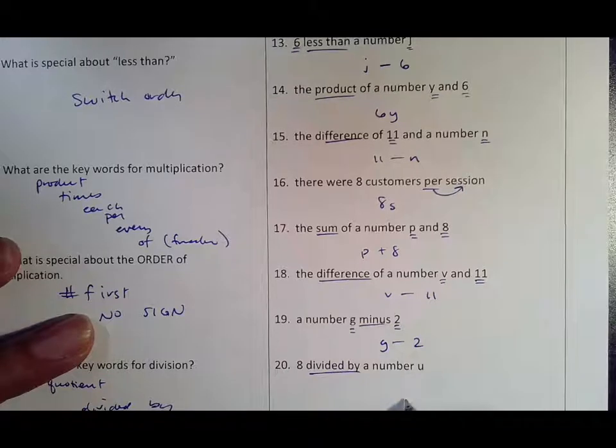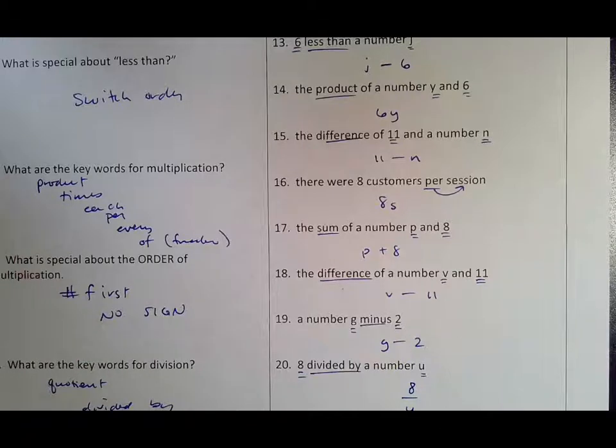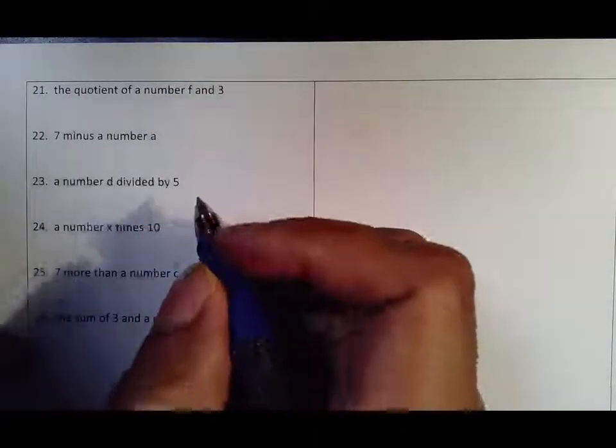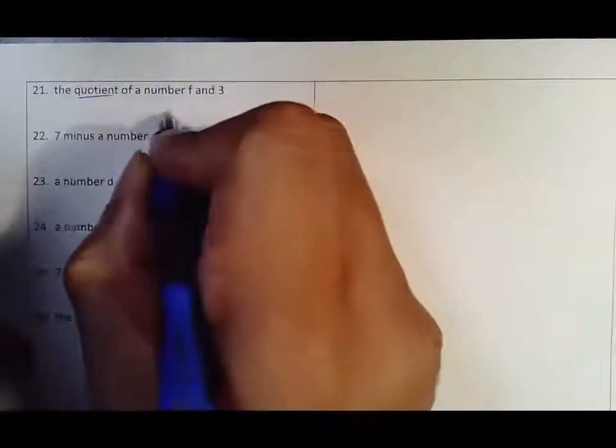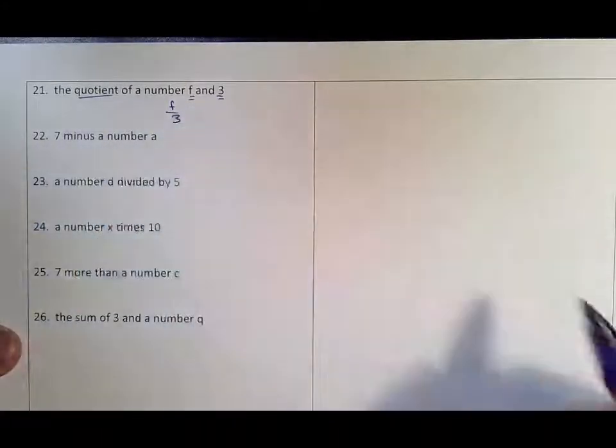Divided by is divide, so it's a fraction. Whatever's first goes on top, whatever's second goes on the bottom. That is it. Once again, this is not a tough section. This is not a tough chapter. All you have to do is make sure you practice this and do your Math XL. Quotient means divide, which is a fraction. F is first, 3 is second. That's all.